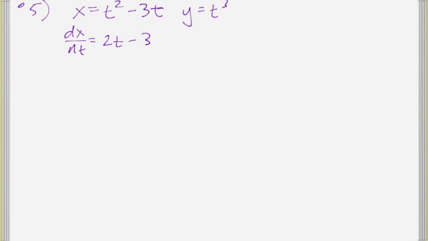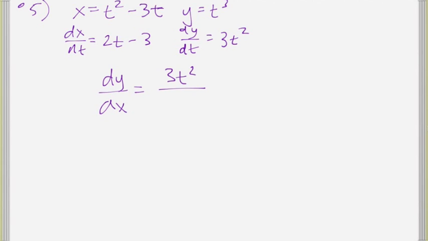Number 5 from the homework gave us a parametric equation, x and y, both in terms of t. And we are asked to find the first derivative and the second derivative. To find our first derivative, we need to find the derivatives of each of the x and y in terms of t. And then dy dx will be the y derivative divided by the x derivative.